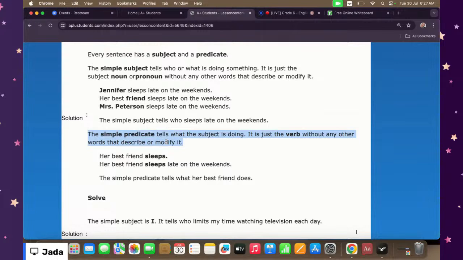Her best friend sleeps. Now, sleeps there is the verb, which is the simple predicate. Her best friend sleeps late on the weekend. Sleeps also is the verb in the sentence, and it's telling us what the subject is doing, which is the best friend, which simply means it is the simple predicate. Okay?